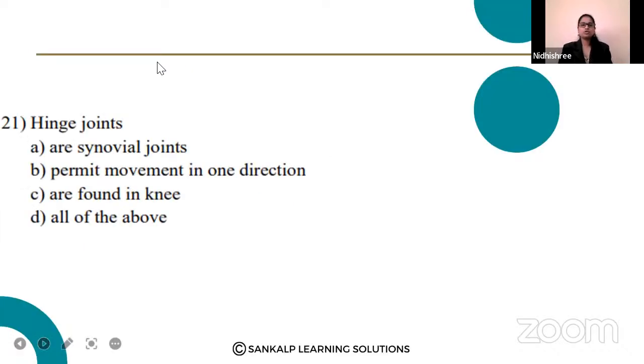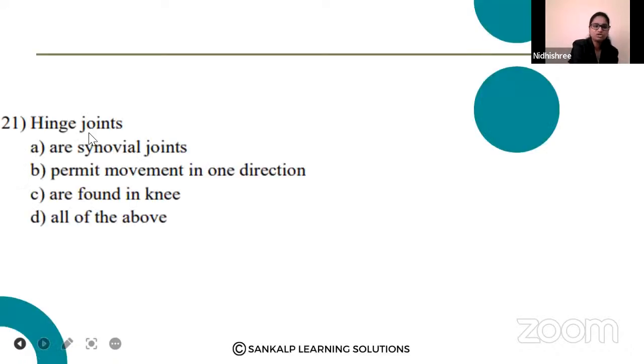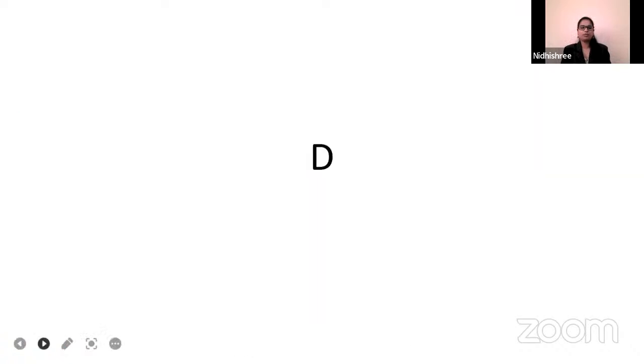Then, 21st question goes like this. Hinge joints are synovial joints, permit movement in one direction, are found in the knee, or all of the above. DB, option C. Kanchanaraj, option D. Amruta, Pallavi, option C. Gayatri, option C. Sinchana, option D. Parvati, option D. Chandru, option A. The right answer is option D. These are synovial joints. These permit movement in one direction. These are found in the knee. So all three are true. So the answer is all of the above.